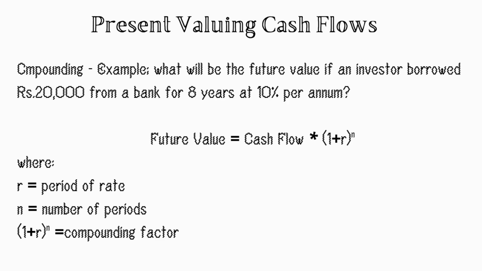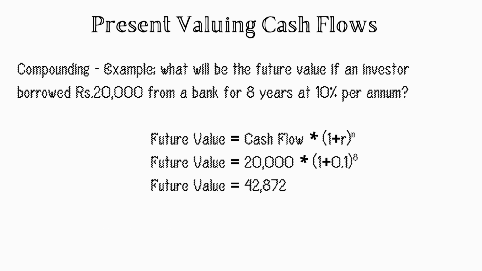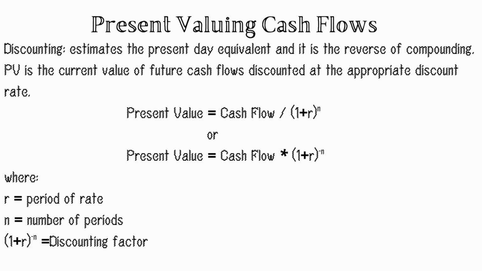Let's look at an example. What will be the future value if an investor borrowed rupees 20,000 from a bank for 8 years at 10% per annum? Kindly pause here and try to calculate the amount by yourself. Alright, I have assumed you all performed the calculations and got the correct answer. As the formula is given, we simply put in the values as 20,000 into (1 plus 0.1) raised to the power 8, and it is rupees 42,872.